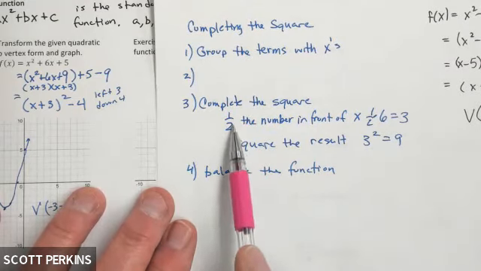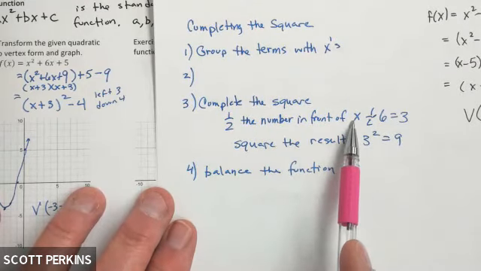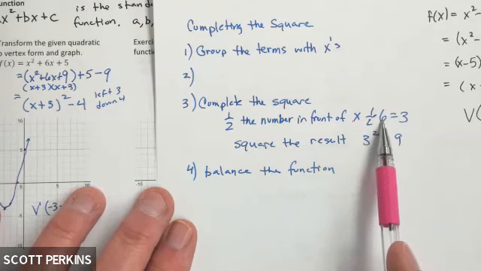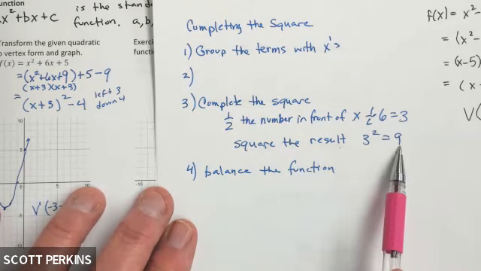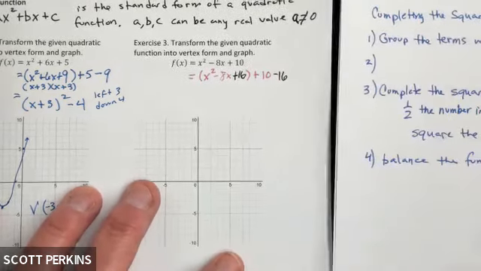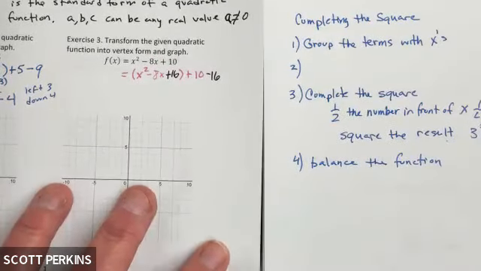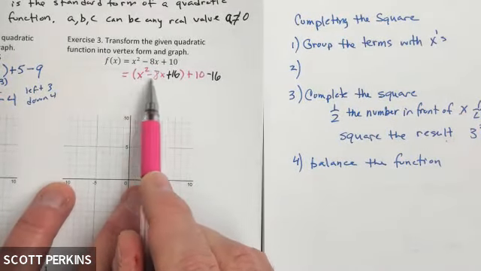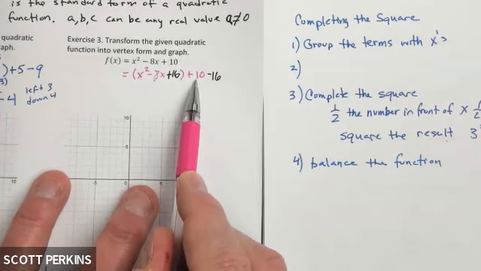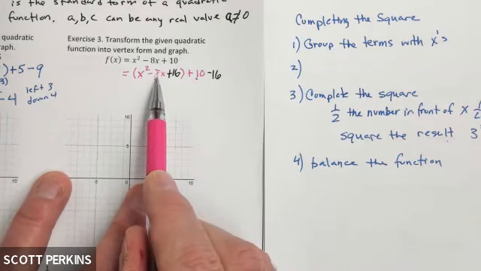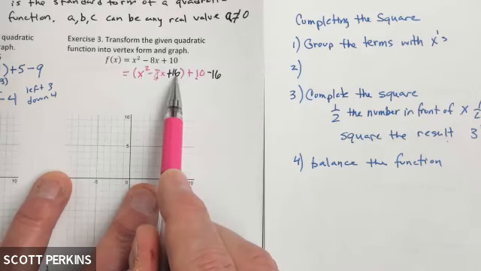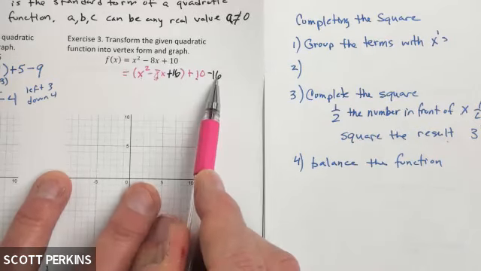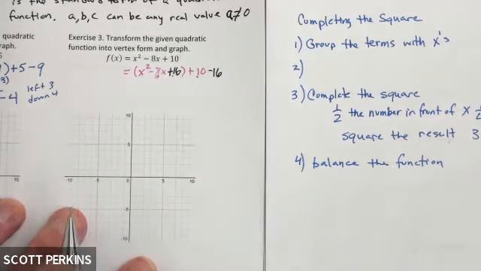Completing the square says take half the number in front of the x. On the example we did in class last time, that number was 6. Half of 6 was 3. Then we square the result and we get 9. And then we balance the function. So right here, when we do our completing the square, we grouped the x's, the x squared minus 8x. I put the 10 outside the parentheses. I took half the number in front of the x, which is 8. Half of 8 is 4. 4 squared is 16. And now I keep the function in balance. I added 16 here. I subtract 16 out here. So 16 minus 16 is 0.